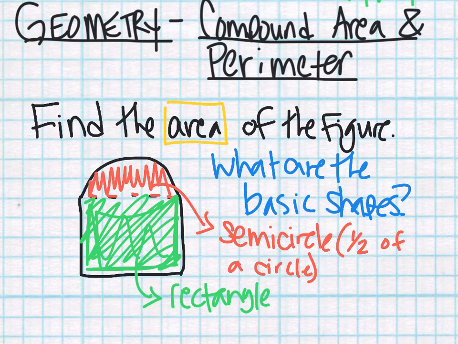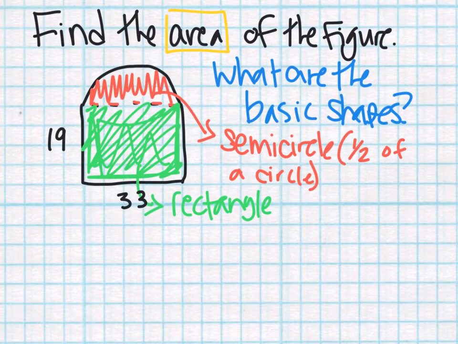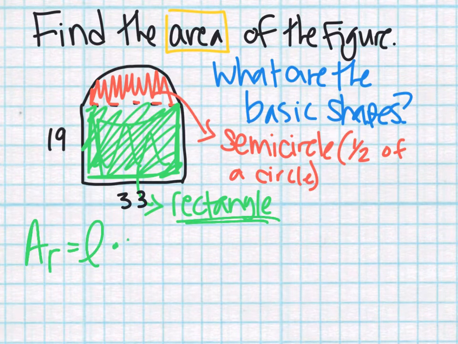Now that I've identified what the basic shapes are, let's put some information on here. This side length is 19, this side length is 33. With these two pieces of information, I can find the area of this entire thing. So let's do the easy one first, area of the rectangle. Area of a rectangle is equal to length times width. So this one's easy. We're just going to do 19 times 33.